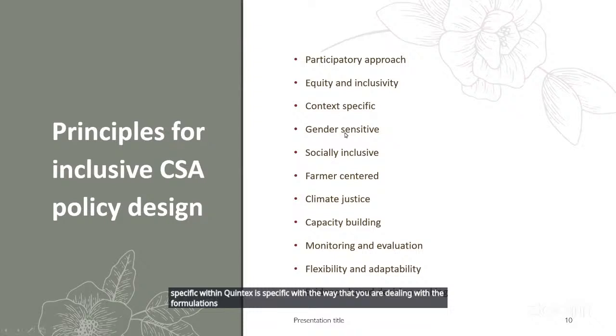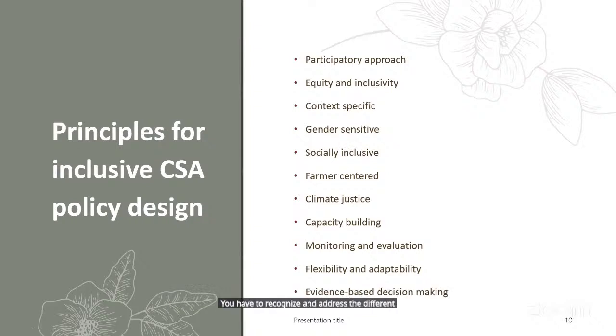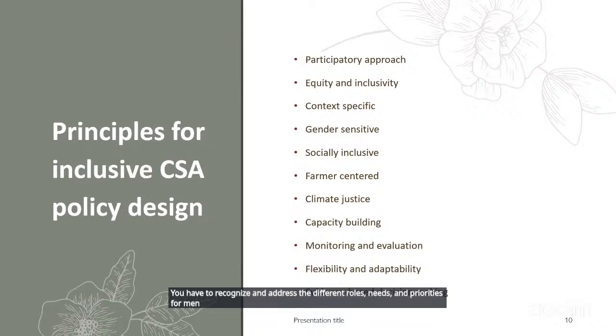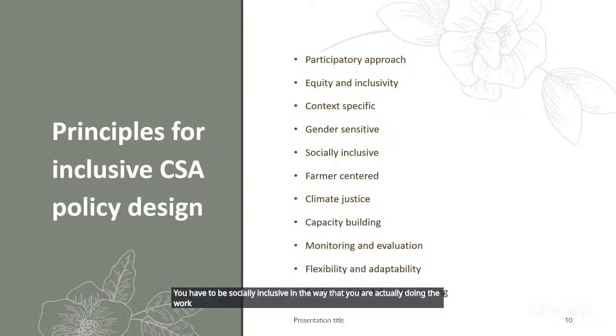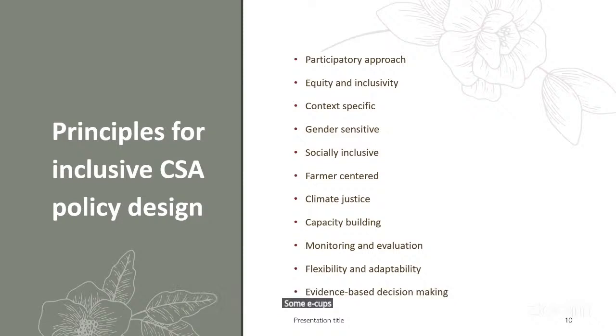You also have to be gender sensitive. You have to recognize and address the different roles, needs, and priorities for men and those for women in agriculture. That is very, very important to take note of. Socially inclusive. You have to be socially inclusive in the way that you are doing the work by considering the needs and priorities of diverse social groups. People are different and they belong to different social backgrounds. If not taken into consideration, this can result in some hiccups in your policy formulation.